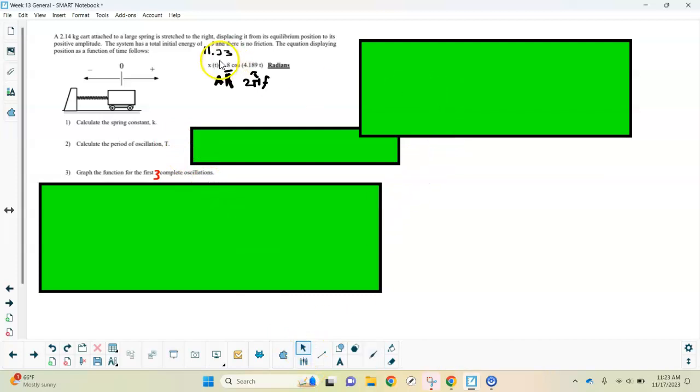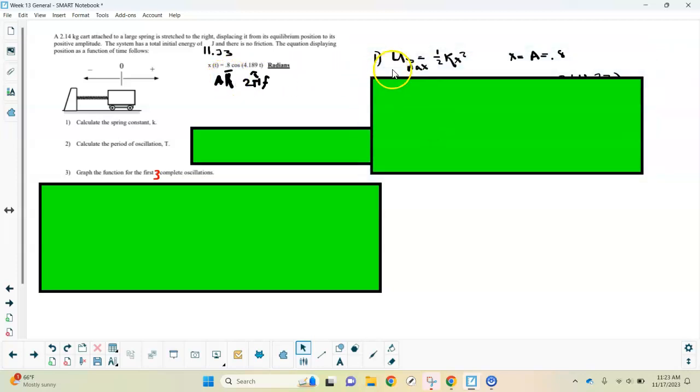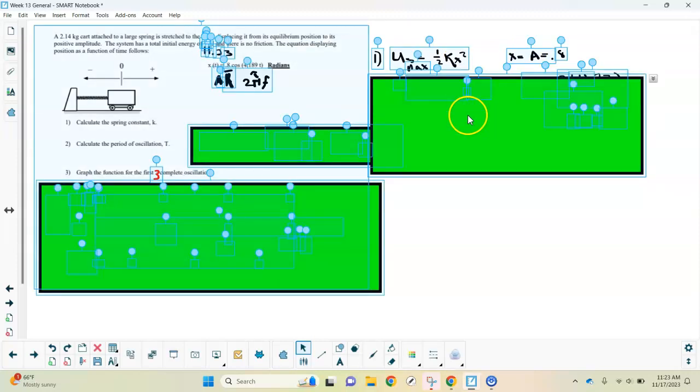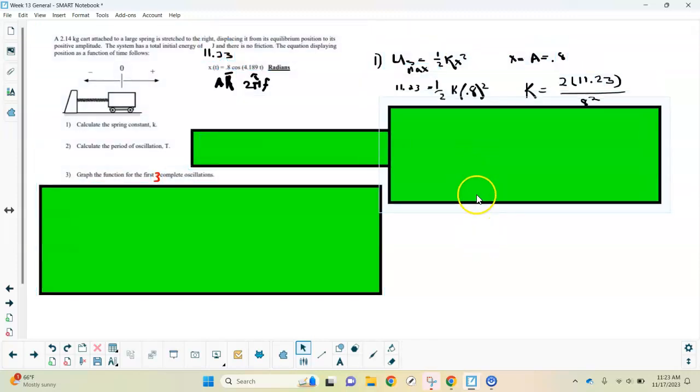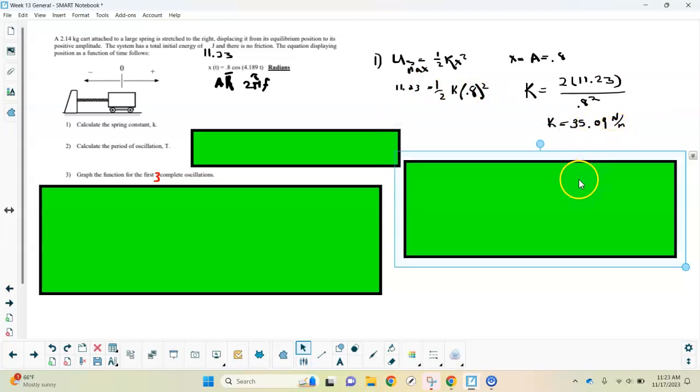Because we know the energy and we know the amplitude, or the maximum distance stretched, we can use the spring potential energy equation. The maximum spring potential energy occurs when we're at the amplitude, so 1/2 k x squared, and x is equal to A here. And we're going to look for k. So we know the amount of energy, 1/2 k, and then 0.8 squared. We're going to solve and do the math, and you should get something like 35.09 newtons per meter. That's slightly rounded, but that's the right concept.